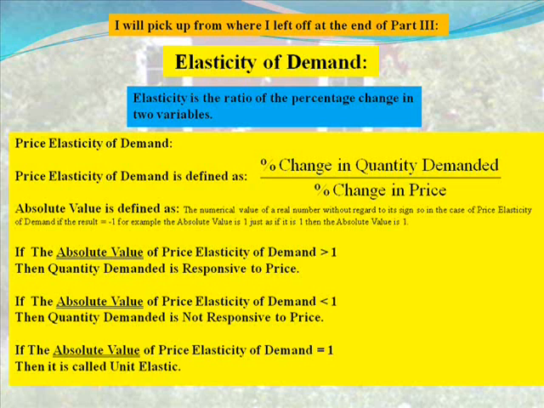So using the calculation of percentage change in quantity demanded divided by percentage change in price, as shown above, if the absolute value of price elasticity of demand is greater than 1, then the quantity demanded is responsive to price. If it is less than 1, then the quantity demanded is not responsive to price. If it equals 1, then it is called unit elastic.